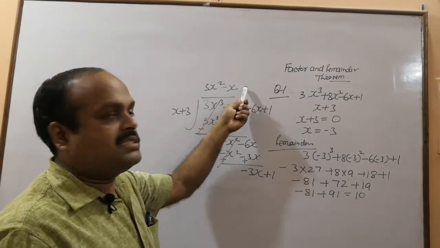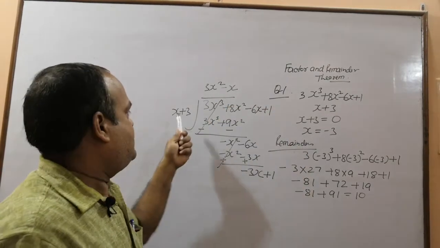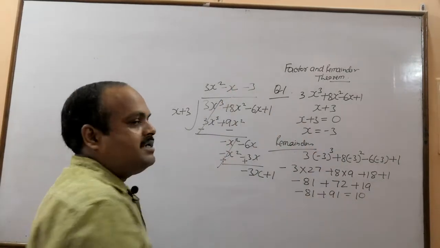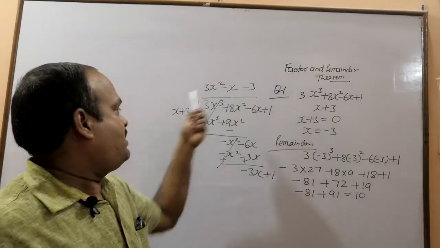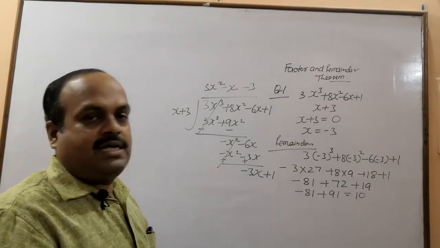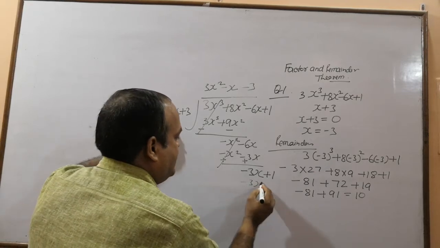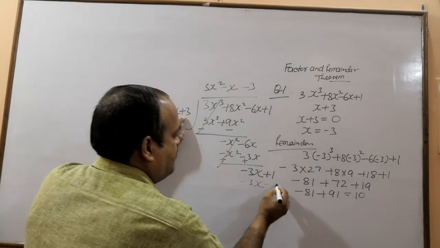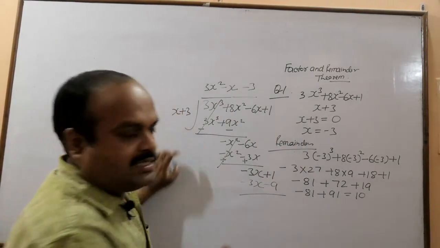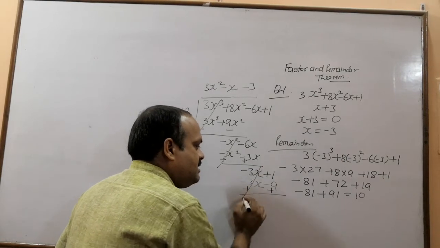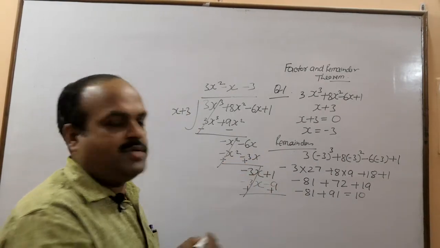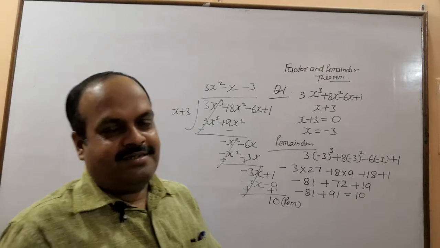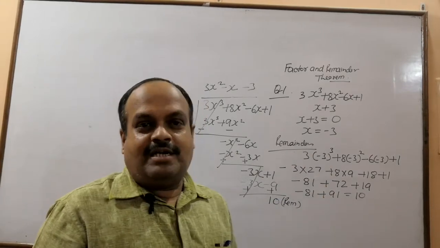Again we have to write here such a term that, when we multiply it by this x, we get minus 3x. So we will write here minus 3, because when we multiply minus 3 with x, only then will we get minus 3x. So write minus 3x, minus 3 multiplied by x, minus 3x, minus 3 multiplied by plus 3, minus 9. Do the subtraction, change the sign, plus 1 plus 9 becomes plus 10. So here the remainder is 10.